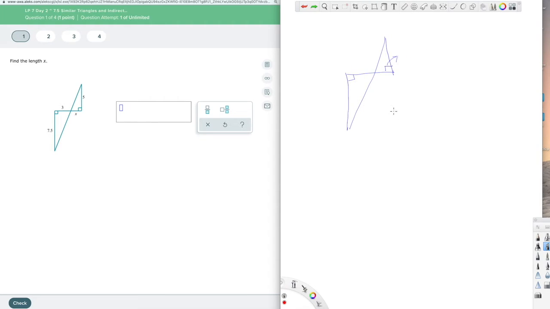So let's go ahead and put the measurements they have here. So they give us 5 for this one, 3, 7.5, and x. And they want us to find x. So what they do, if you look at the example, I guess I'll put it in pink.